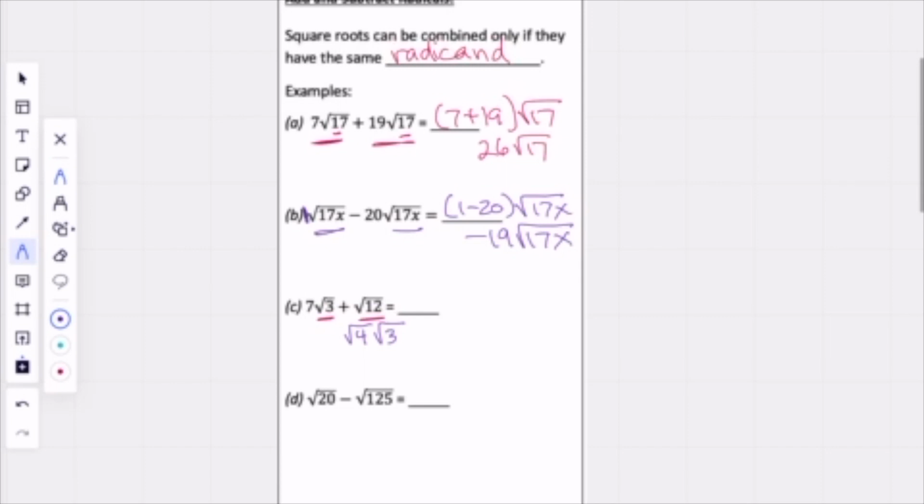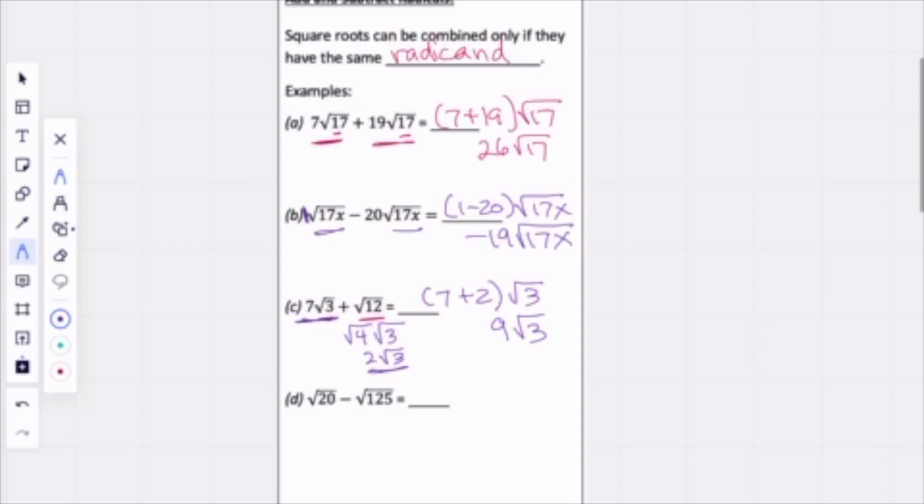All right, so the square root of 4 times the square root of 3 is the same as the square root of 12. What is the square root of 4? We know that is 2, so we get 2 square root of 3. So what I'm really doing is adding 7 square root of 3 to 2 square root of 3. So this would be 7 plus 2 times the square root of 3, or 9 square root of 3.